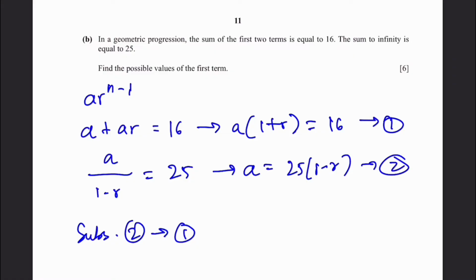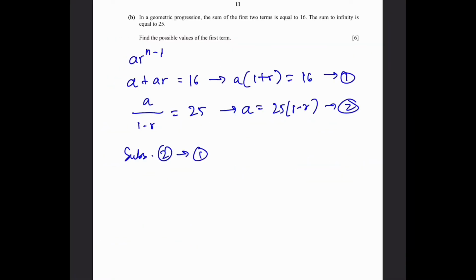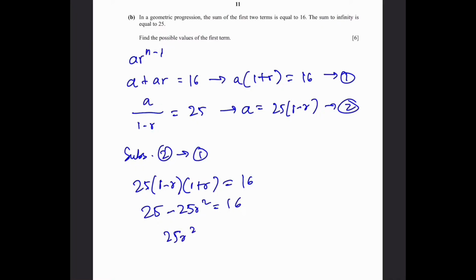So we know that a is equal to 25 times 1 minus r. So 25 times 1 minus r can be substituted here. 25 times 1 minus r times 1 plus r is equal to 16. So that means when we simplify this factorization, 25 minus 25r squared is equal to 16. So 25r squared minus 9 is equal to 0. And factorizing this, we get 5r plus 3 times 5r minus 3.